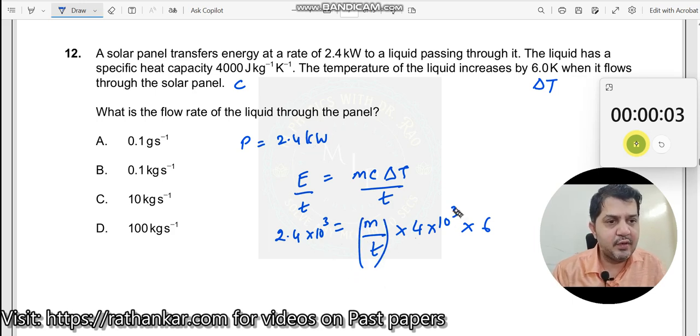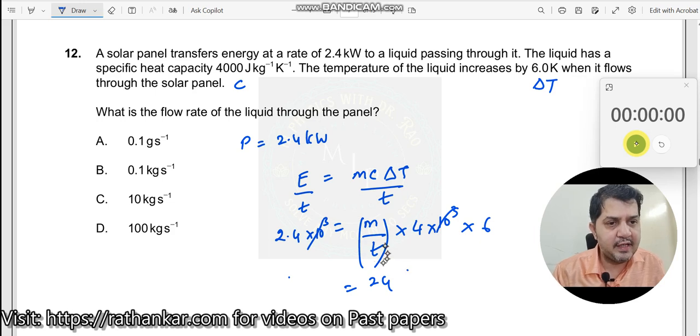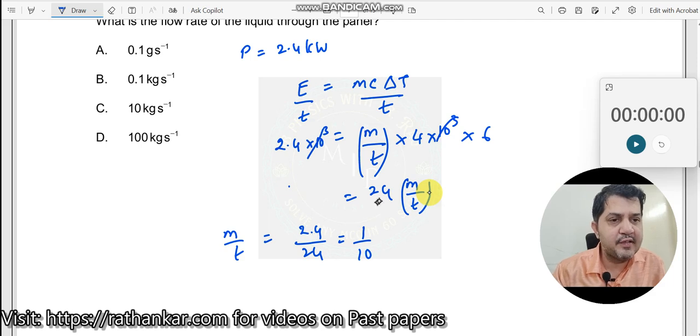Okay, so therefore now this 10 cube and this 10 cube go away. So you get 2.4 is equal to 4 into 6, which is 24, multiplied by flow rate. Let me call this flow rate m by t itself, which I need to find from here. So m by t is equal to 2.4 divided by 24, which is equal to 1/10. What is the unit? Standard unit, which is kg per second. So 0.1 kg per second. B is the right answer.